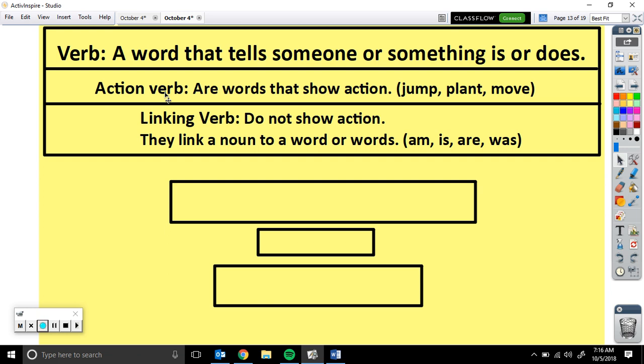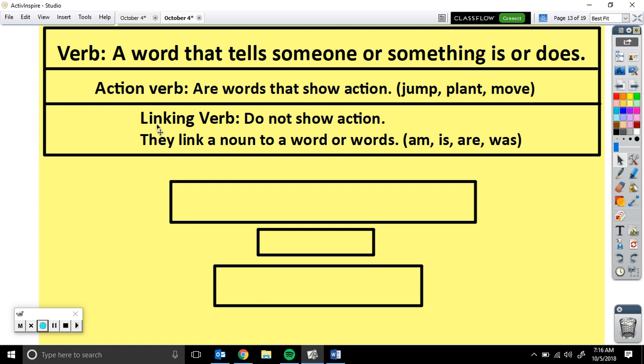Now this next one is where it gets a little hard. Sometimes there is no action. Sometimes it's called a linking verb. And they do not show action whatsoever. But they link a noun to the rest of the sentence. For example, the words am, is, are, was.